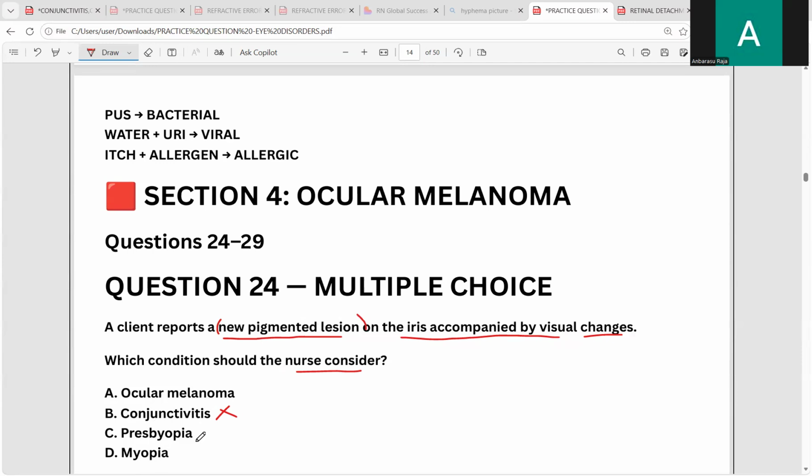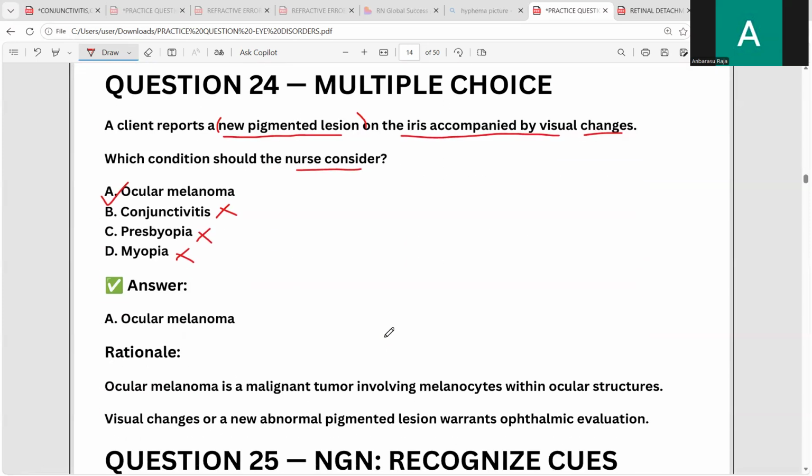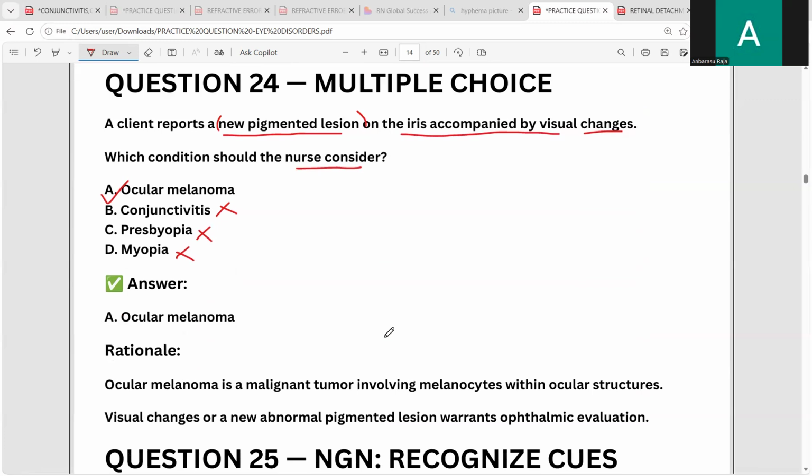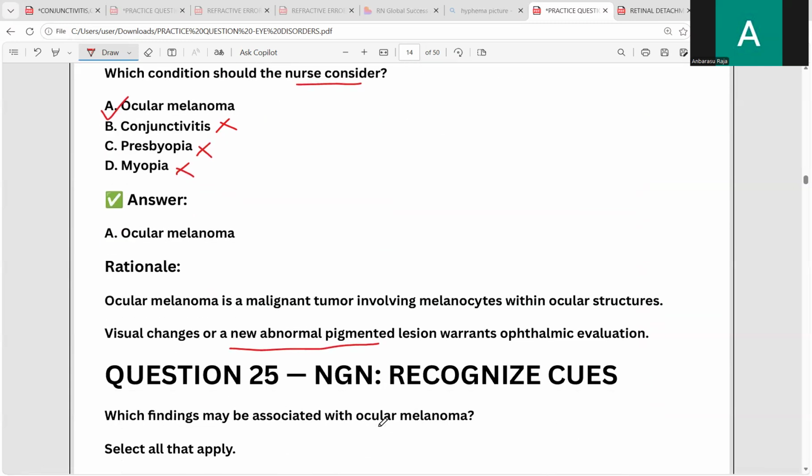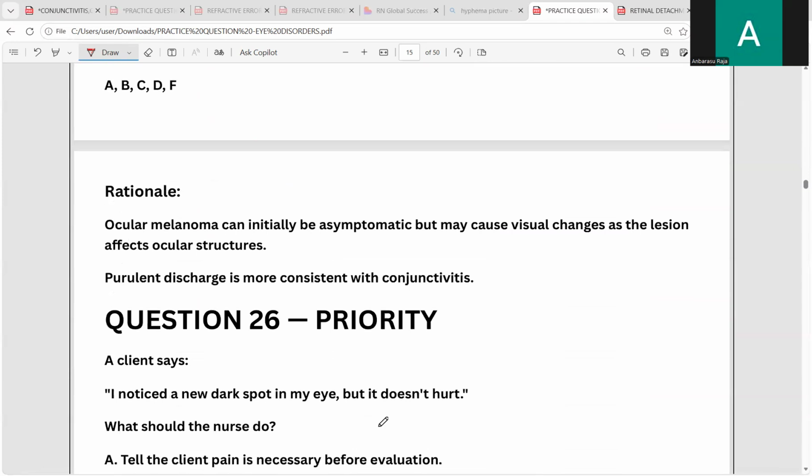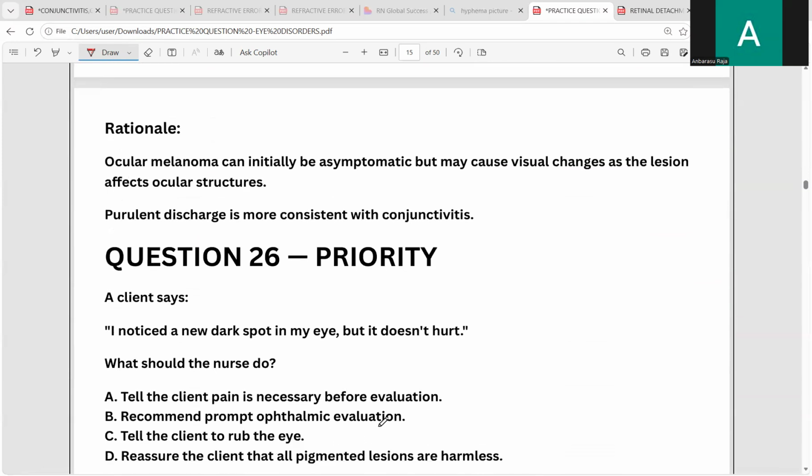So what can be the possible diagnosis with this condition? A, ocular melanoma. Ocular melanoma is the significant diagnosis supporting this patient's complaint. Yes, that is the correct answer. Whenever in your case study you notice any new abnormal pigmented lesion on the eye, it can be related with ocular melanoma. And see one question here.